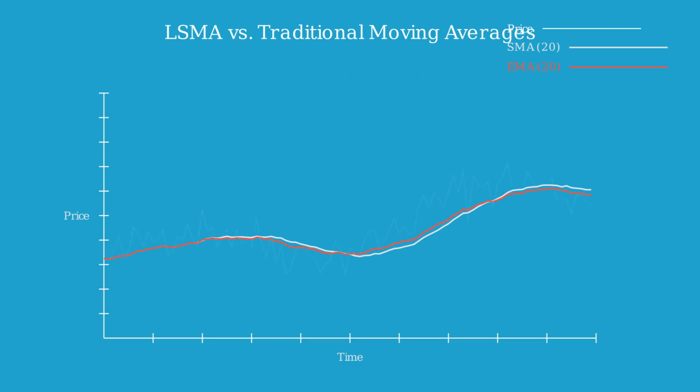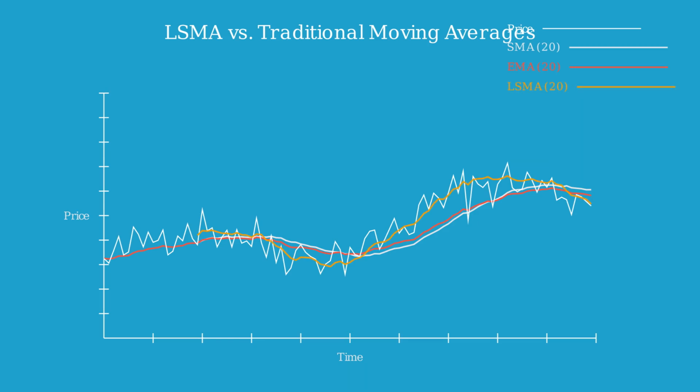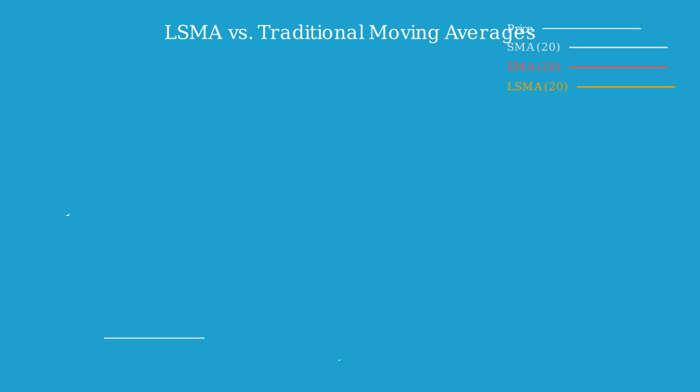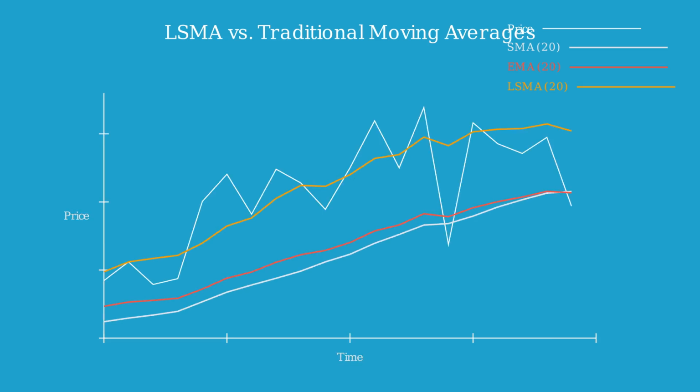Now let's add the least squares moving average, or LSMA, which uses linear regression to find the best fitting line through price data. Let's zoom in on a section to better see the differences between these moving averages. When we look more closely, we can see how LSMA responds faster to price changes than SMA, with less lag. The SMA exhibits significant lag, while the LSMA stays closer to the actual price trend. This makes LSMA more responsive to recent price changes.